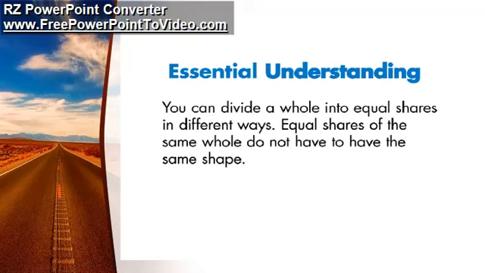The essential understanding for this lesson is, you can divide a whole into equal shares in different ways. Equal shares of the same whole do not have to have the same shape. Previously, students partitioned shapes into equal shares and described the shares as halves, thirds, or fourths. In this lesson, students continue to partition shapes into equal shares in more than one way, with a focus on the idea that the equal shares can be different shapes.